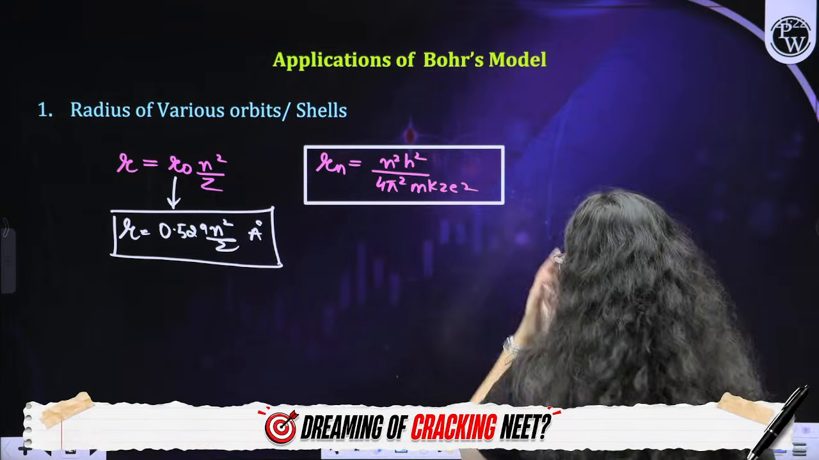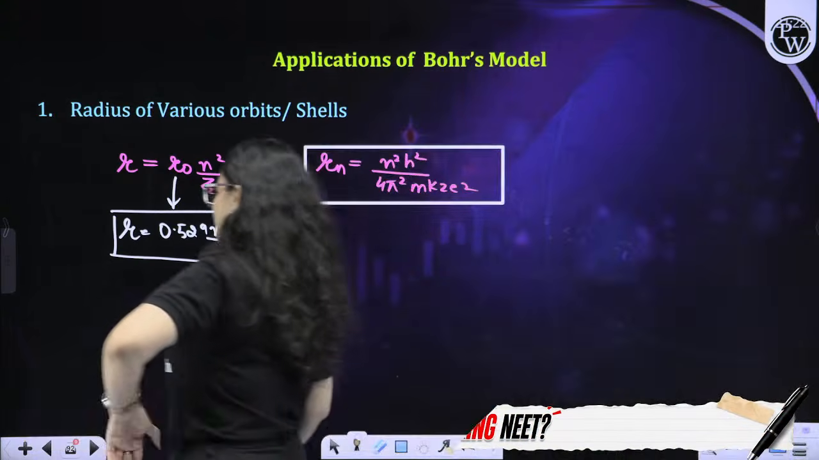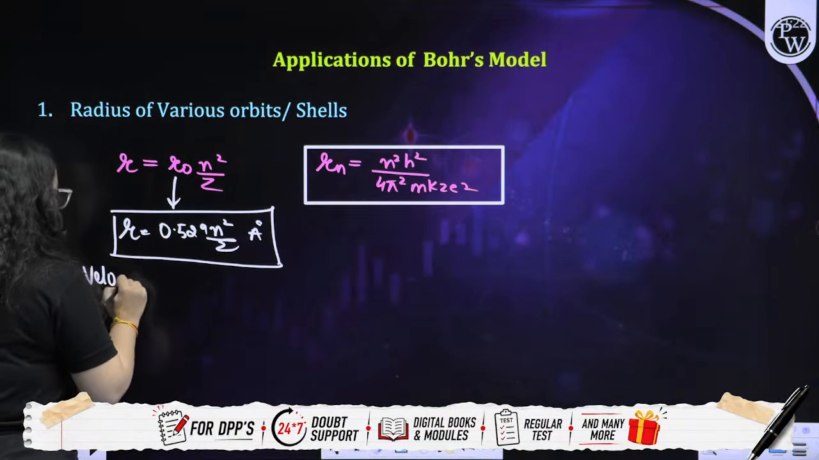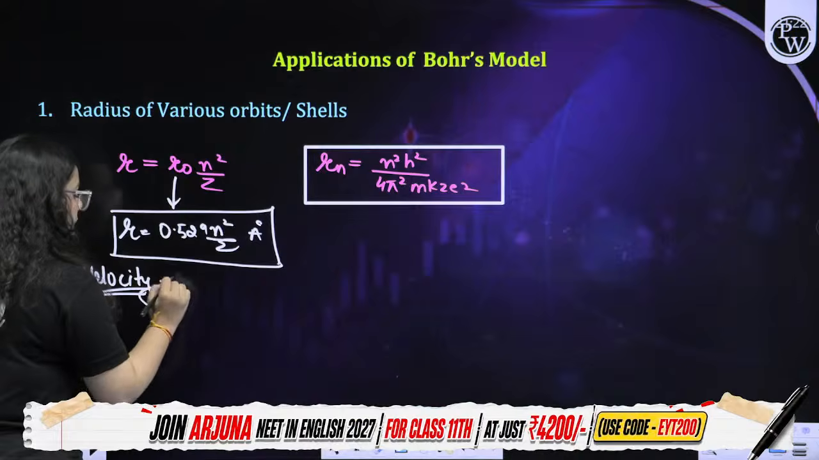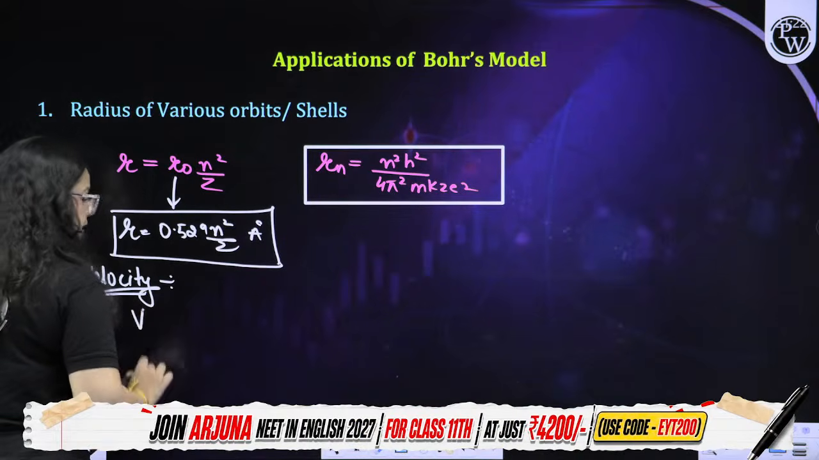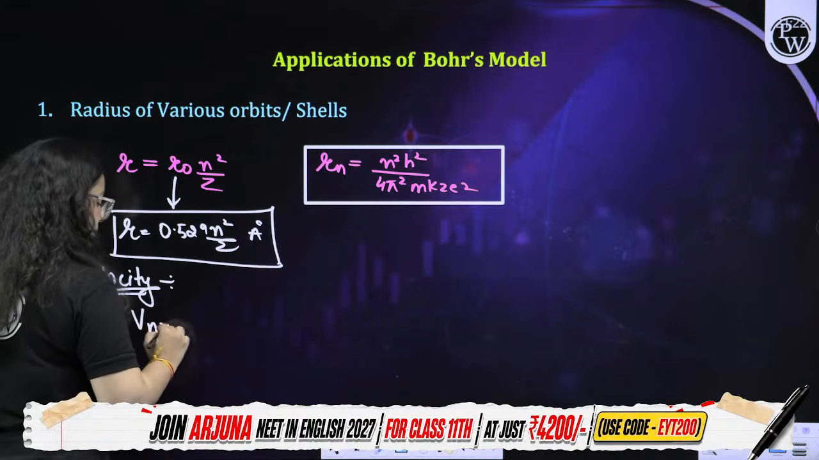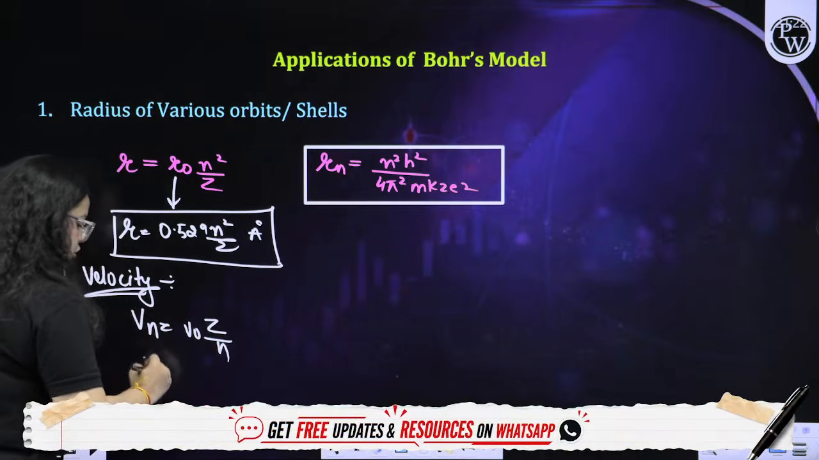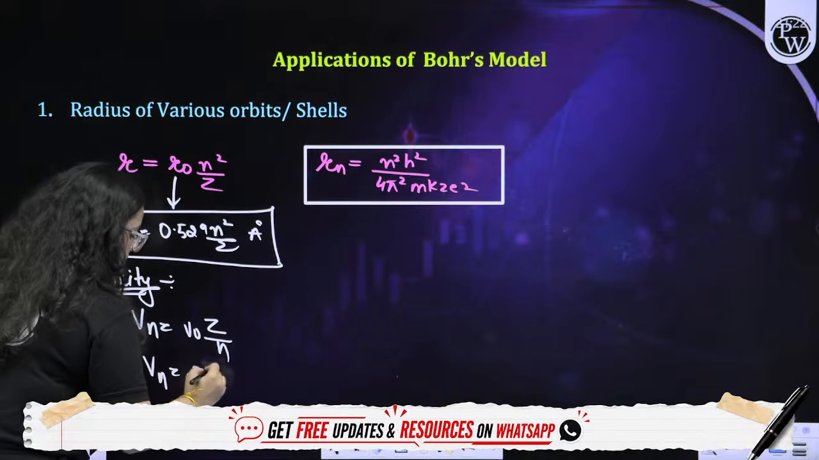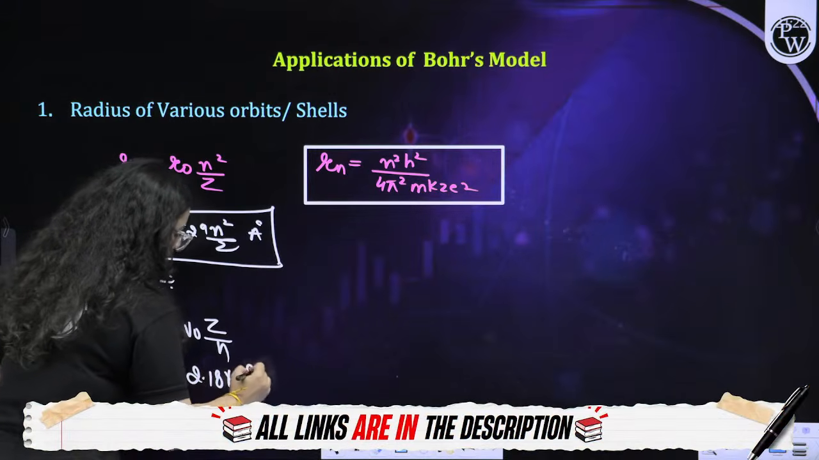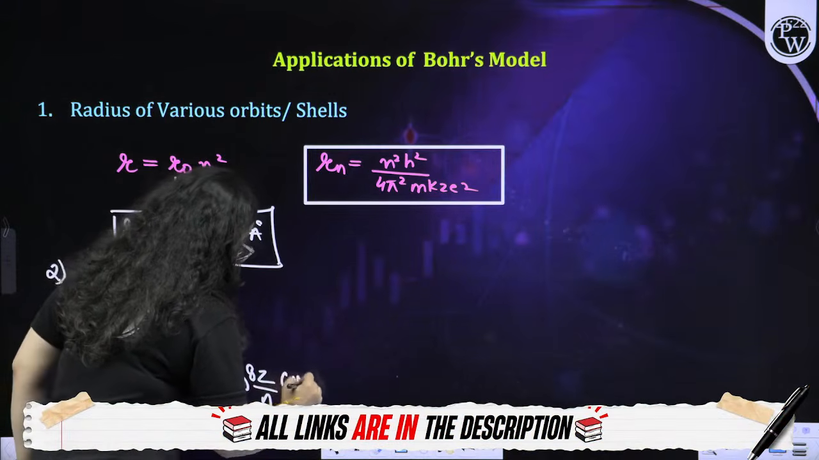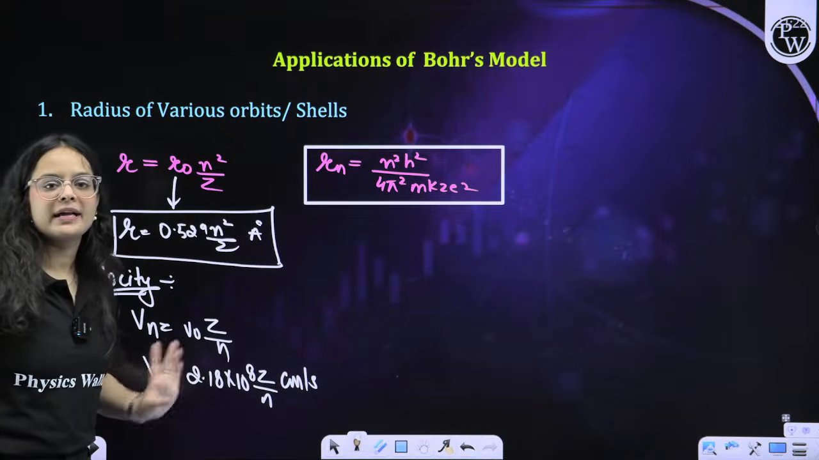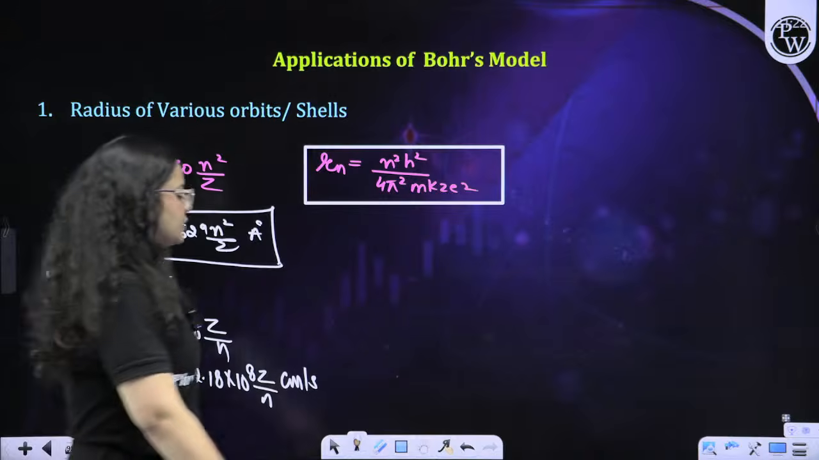Okay, fine. So this is about the radius relation. Moving on to the second relation, that is of velocity: what is the velocity of the electron if it is moving in a particular orbit. Velocity of the nth orbit is v naught times Z by n. Now what is v naught? It is 2.18 into 10 raised to the power 8 Z by n centimeter per second. So this is the velocity relation. Now just substitute the value of Z and n. That's it. You are ready to go with the question, right?